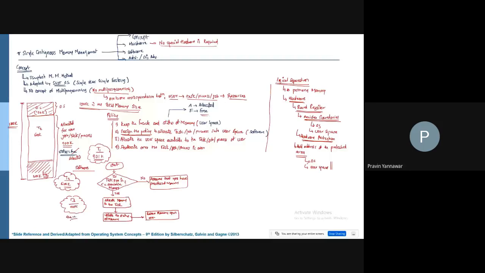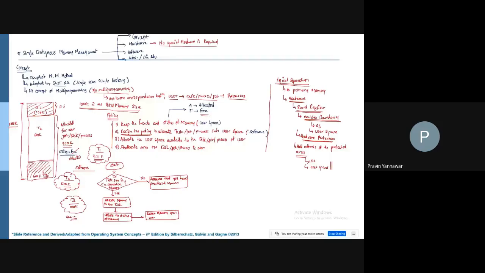So can we allocate T3? No, we cannot allocate T3, because even though we have 300K in memory, we understand that there is a one-to-one relationship between task, process, job, and the resource. So only one task remains active. Once this is deallocated from memory, then we can go for T3.